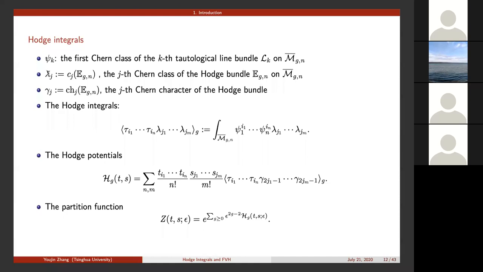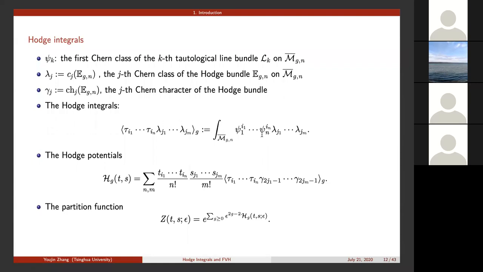We now consider this lambda j. On this moduli space, we have the so-called Hodge bundles. Each fiber of this Hodge bundle is given by the space of holomorphic differential forms of the curve, because this is the moduli space of algebraic curves. It is a rank g bundle. Then we can consider the Chern classes of this Hodge bundle, written lambda j. We also can use the so-called Chern characters of the Hodge bundle, which are polynomials of these Chern classes lambda j. Now we consider the so-called Hodge integral.